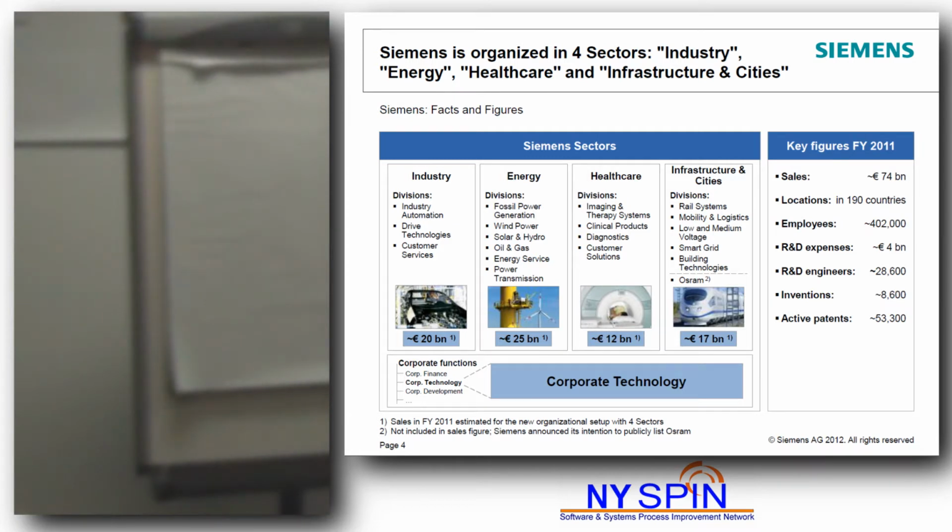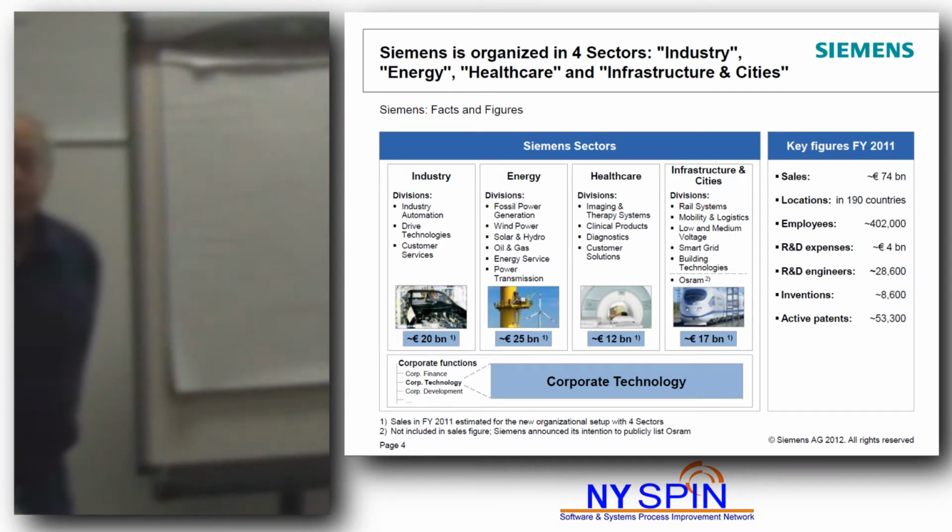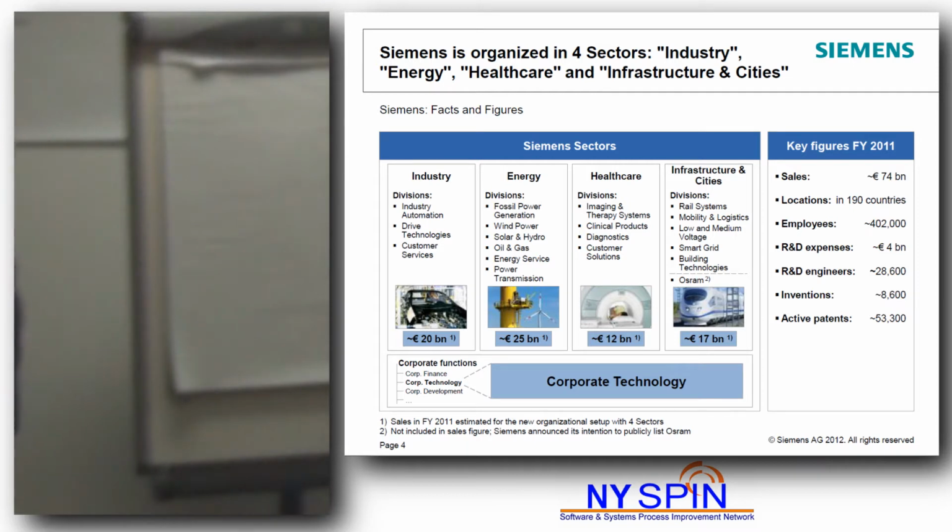Our sales are typically about, for Siemens, about 74 billion euro a year, which runs to over 80 or 90 billion American dollars. And we're in 190 countries, and we have over 400,000 employees. So I'm just one of 400,000. So hopefully it's easy to hide. Anyway, we have 28,000 engineers, and we have lots and lots of inventions. We're always filing patents, and I just got 3 this year.